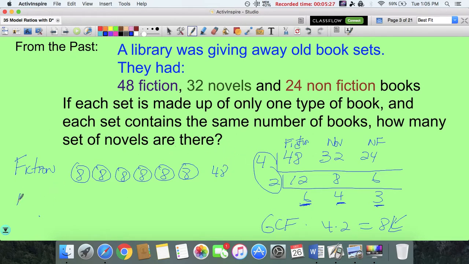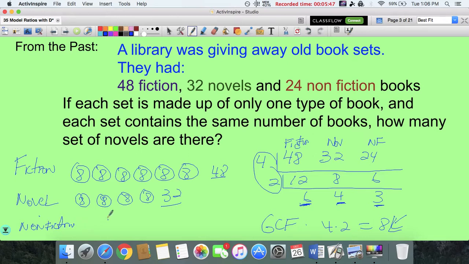The novels: I should make 4 sets, 1, 2, 3, 4. And in each set, I'm going to put 8. That gives our total of 32, right? And the last, nonfiction.